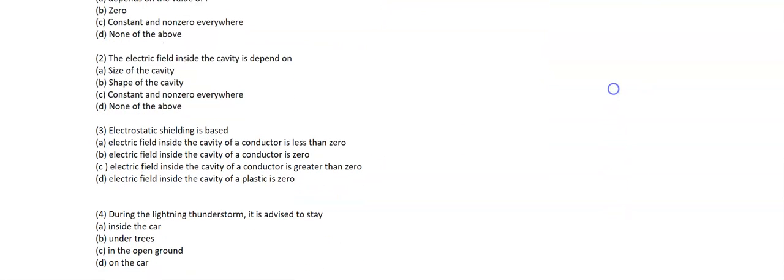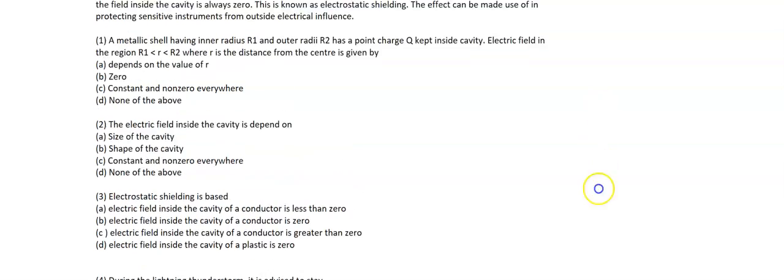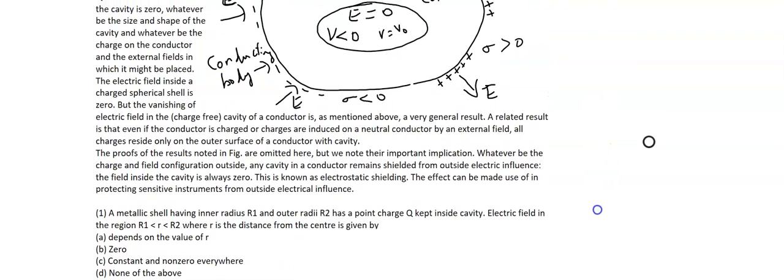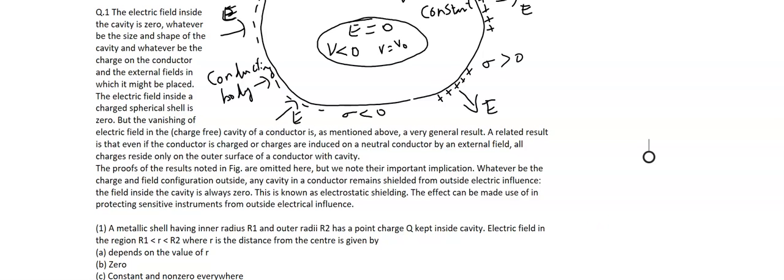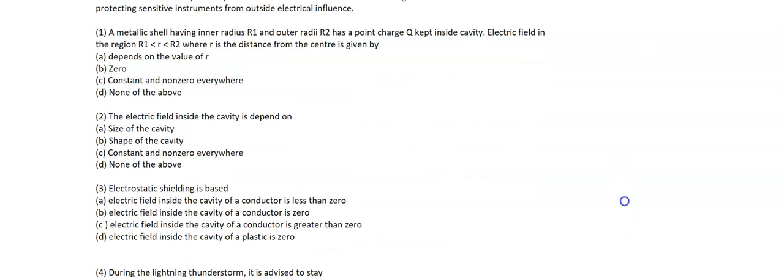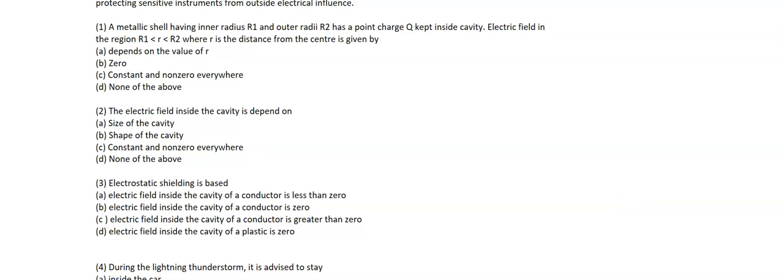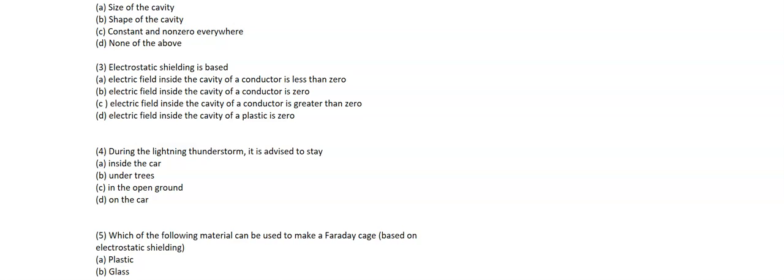Second question: the electric field inside the cavity depends on the size of the cavity, shape of the cavity, constant and non-zero everywhere, or D, none of the above. So in the same paragraph we can see that the electric field inside the cavity is zero, whatever be the size and shape of the cavity and whatever be the charge on the conductor. So it doesn't depend upon the size, it doesn't depend upon the shape, and it can't be constant and non-zero. So option D is correct, none of the above.